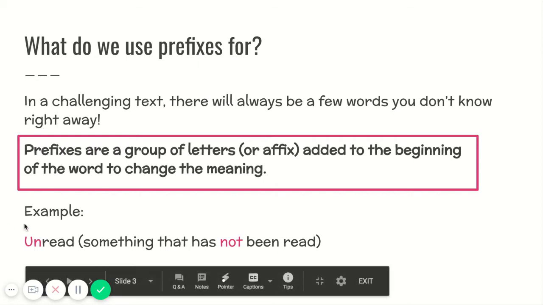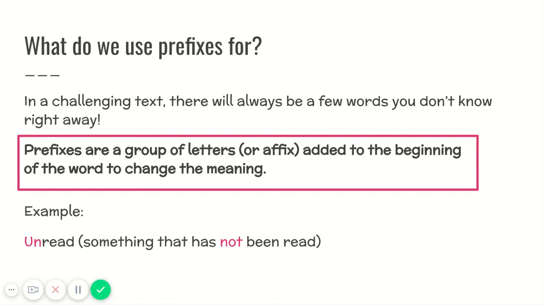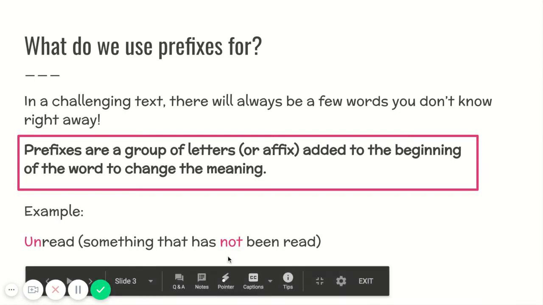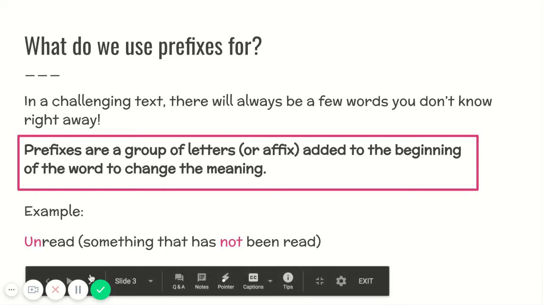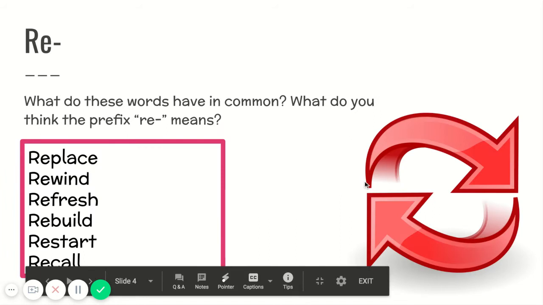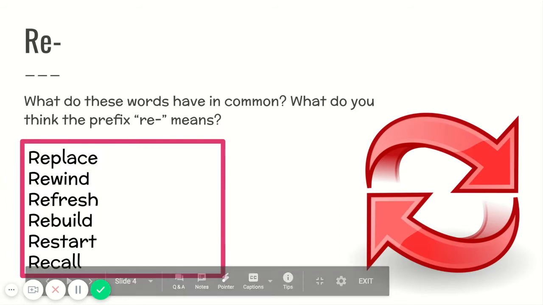For example, in this word right here, the word is unread. Now, I know what read means, right? It's read, but in the past tense. So if something is unread, that thing has not been read. Super simple and really, really helpful for uncovering words I don't know. So we're going to look first at re as a prefix.